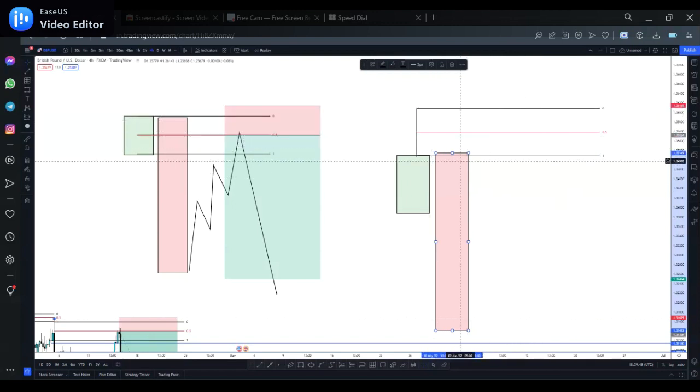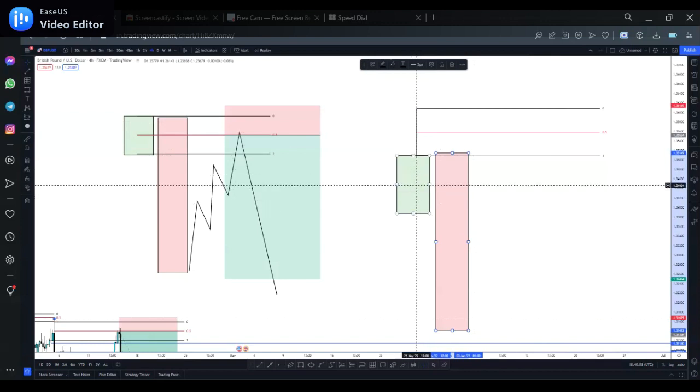And most of the time, price mitigates the breaker before breaking structure, and then returns to mitigate the 50% of the order block, which is filling up the fair value gap and mitigating the order block at the 50%. Okay, so now when this happens, you expect price to react from here and not here.